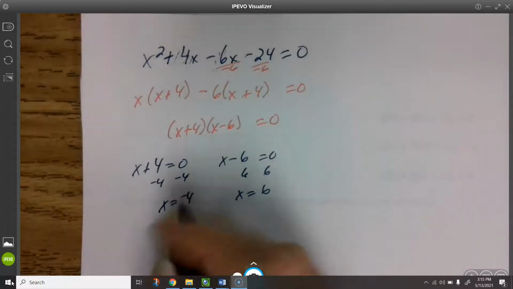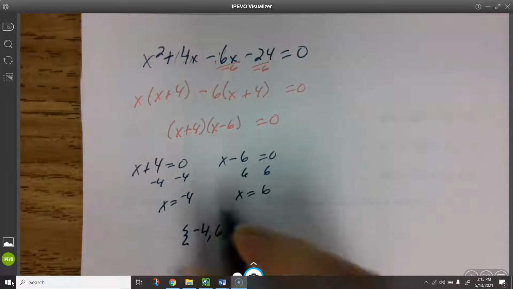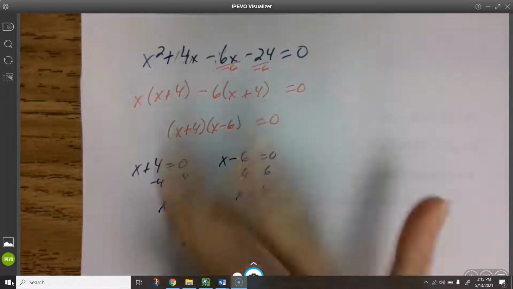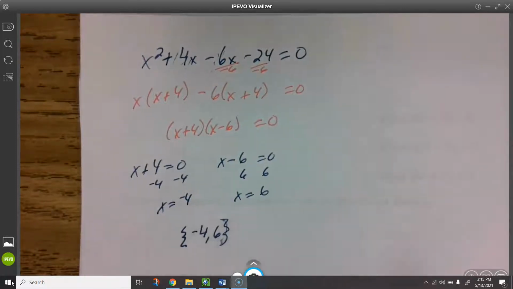This is one way to write the solutions. Remember, the other way is to put it into set notation. Oops, do not do what I just did. Don't put parentheses on, that's an ordered pair. We have to put set notation, so that's a beautiful bracket there, huh?